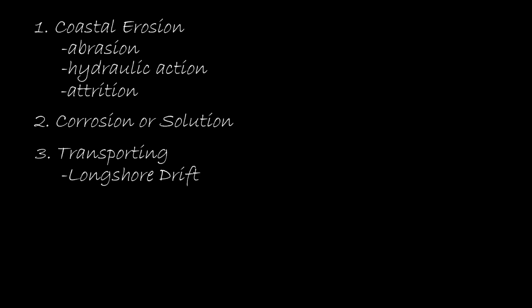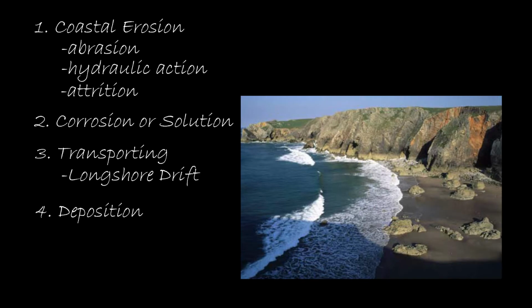The fourth way waves can shape our coastline is by deposition, which is where a wave drops rocks and sand after it has lost some power, because there isn't much wind or the sea is calmer or the wave has gone into shallower water. This is constructive because it builds up the coastline.